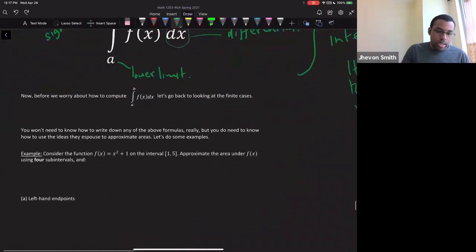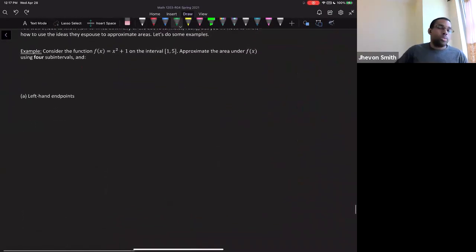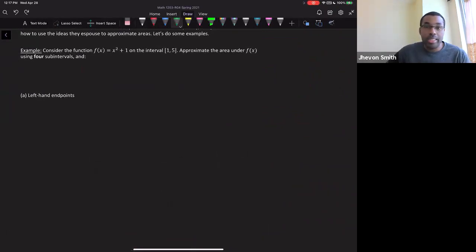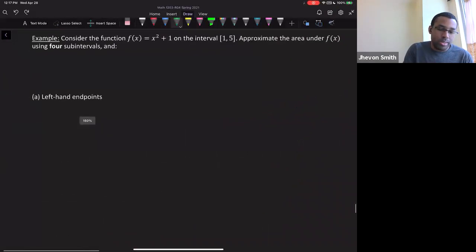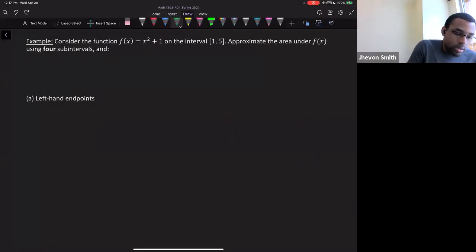Okay, so now let's go to our finite examples. So this isn't the definite integral, this is just the finite examples. And I'll be asking you problems like this. So consider this function, y equals x squared plus 1 on the interval 1 to 5. Approximate the area under this function using 4 subintervals.